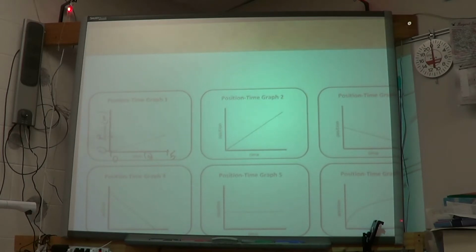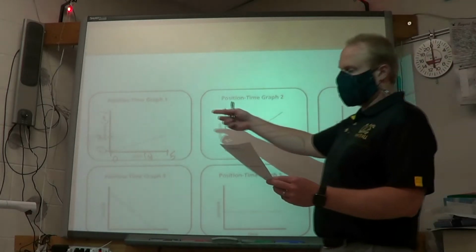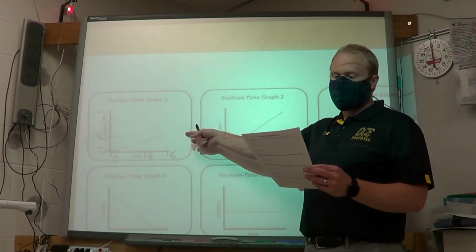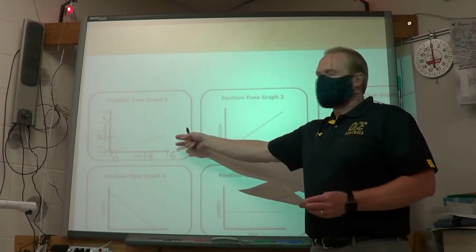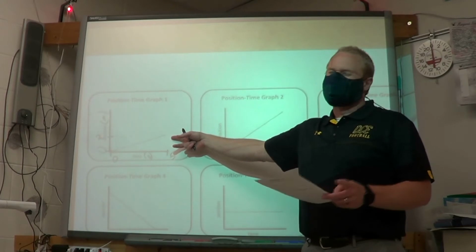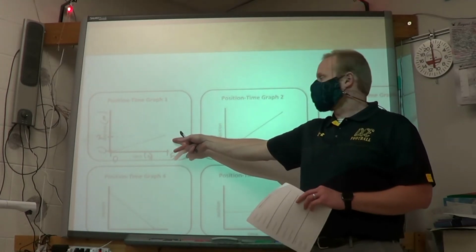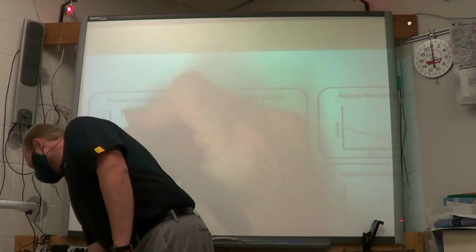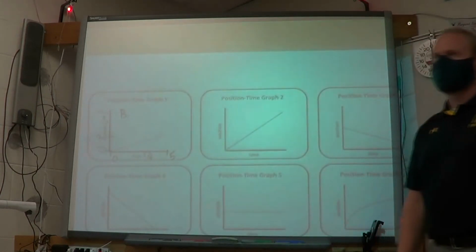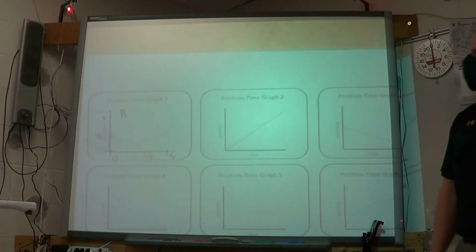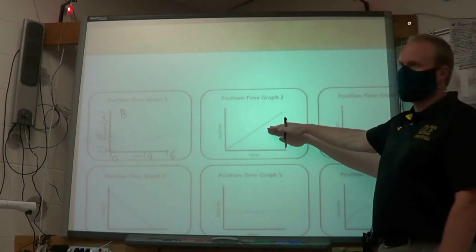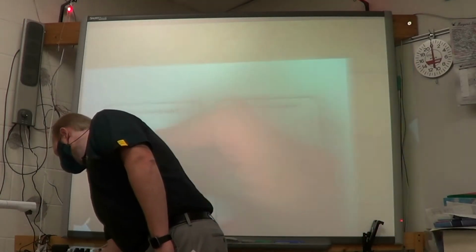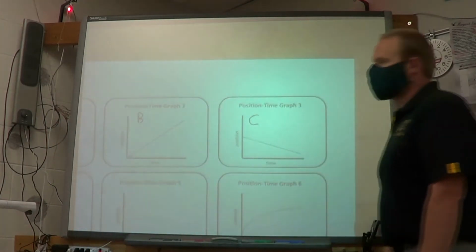For example, if I'm looking at motion graph number 1, given the choice A, velocity is 0, B, the velocity is positive, or C, the velocity is negative, what is this one? Remember, the slope tells me velocity, so is it positive slope or negative slope? Positive slope, so given the choice between A, B, and C, this is a B. Is this next one an A, a B, or a C? B. And is this one an A, B, or a C? That's a C, that's a negative slope.